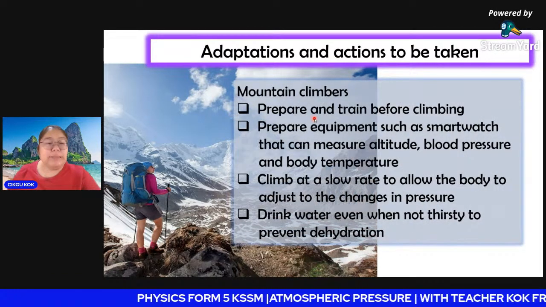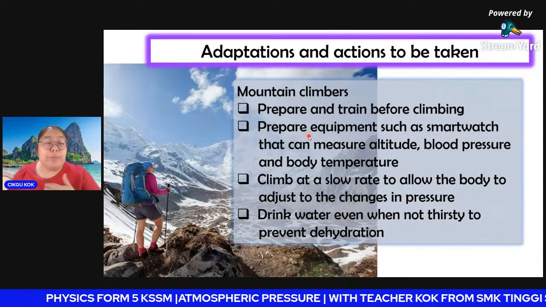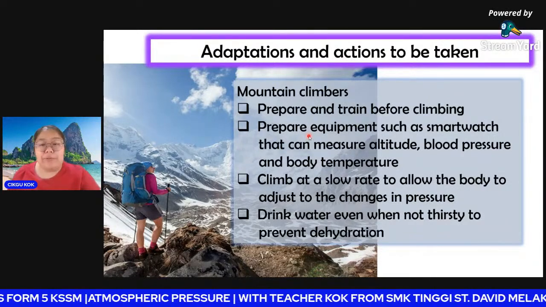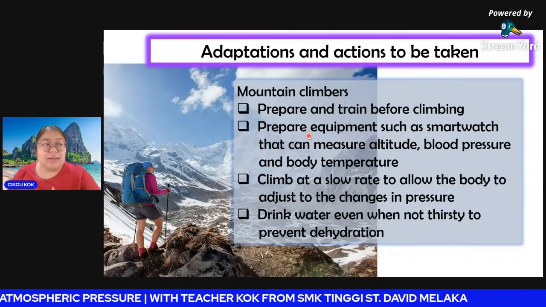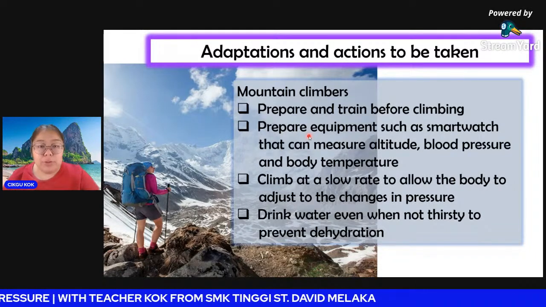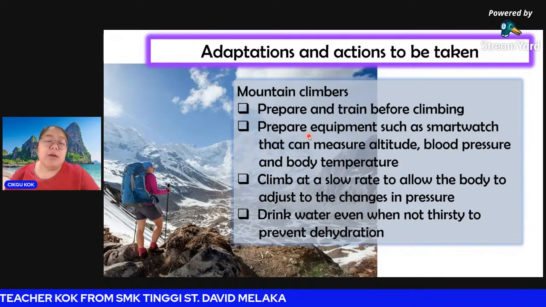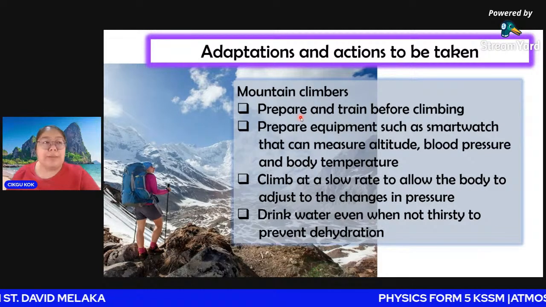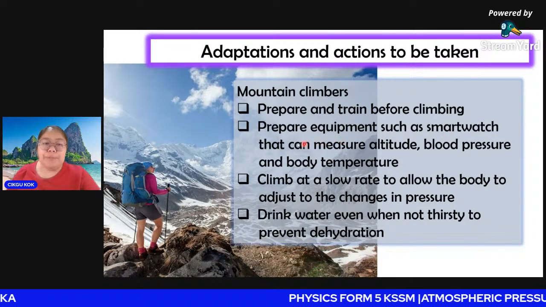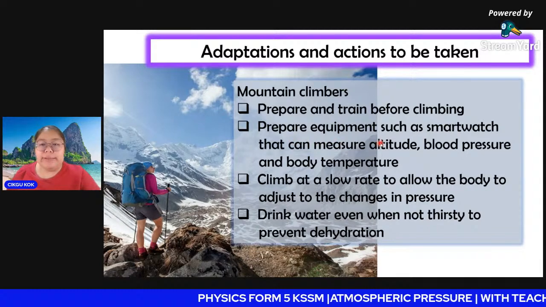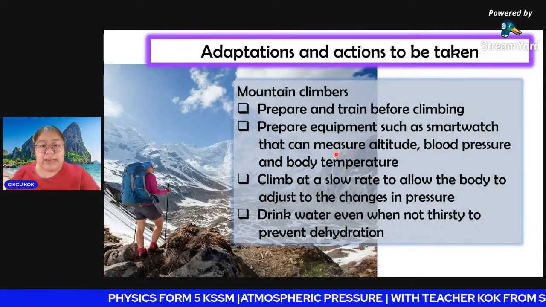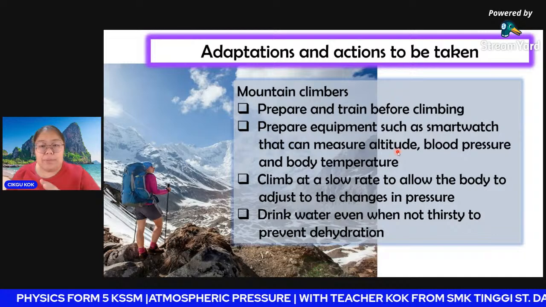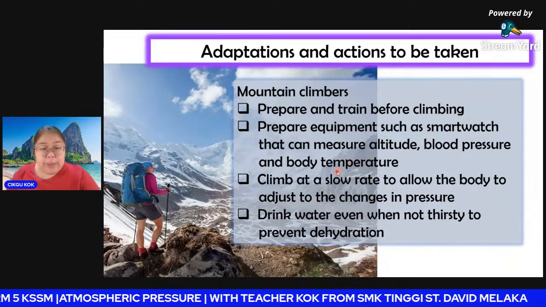For the mountain climber, the first thing is you need to prepare and also train before you start the program. You want to go to Mount Kinabalu. So from here, you need to prepare and also do some training before climbing. You need to prepare some equipment such as a smartwatch that can measure the altitude, your blood pressure, and also the body temperature.